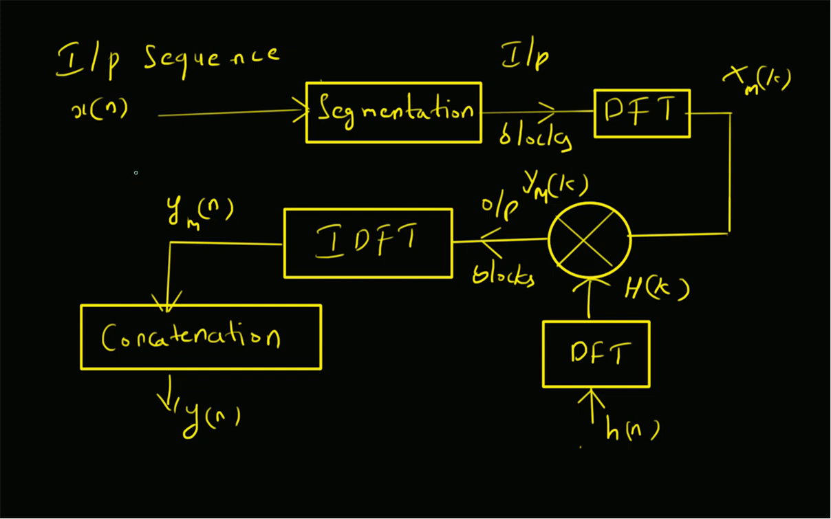That is, the first step is that the long input is segmented into blocks of uniform size, and then we apply the DFT algorithm. We get the DFTs of these blocks, and then we multiply these DFTs with the DFT of the filter impulse response, that is H of k. So the product of H of k and X_m of k gives us the output blocks in the frequency domain, and then we apply IDFT, we get the output blocks in the time domain, and finally we do concatenation to get the signal y of n, the convolution output or the filtered output y of n.